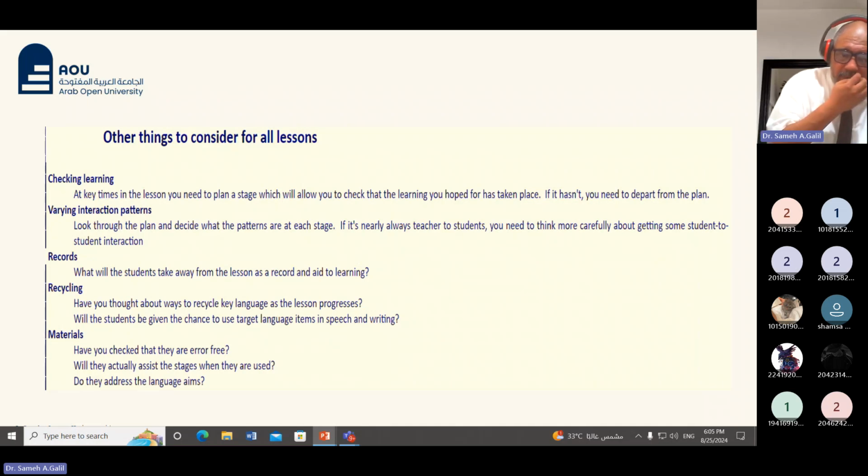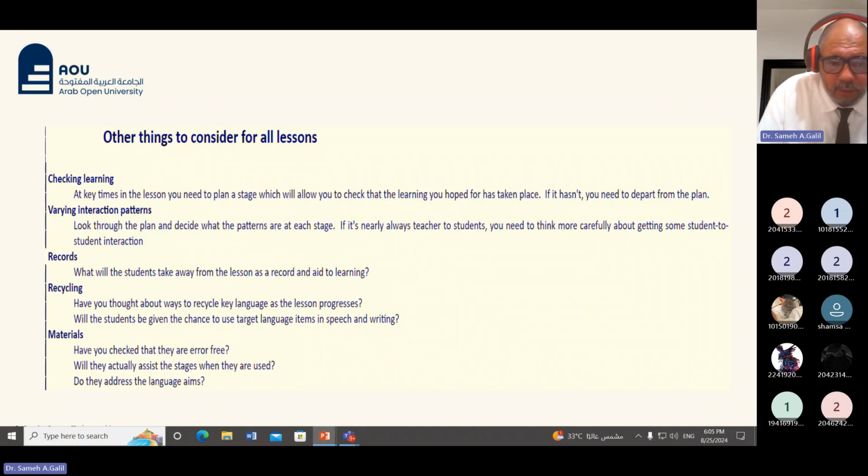These are other considerations that you need to think of in your plan. You need to have a stage where you check learning, whether they understood, whether they can apply what you have done with them, whether they can use the language. So checking learning is very important. Varying the interaction patterns: it shouldn't be you and them all the time. There should be situations where there is pair work and group work so that they can use the language freely and also safely, because they feel more confident if they speak to each other. So you need to vary the interaction patterns.